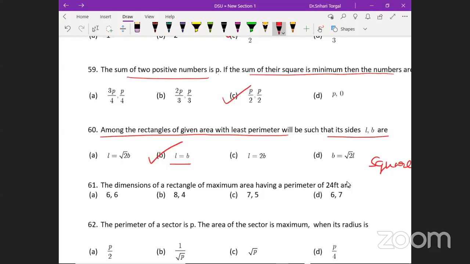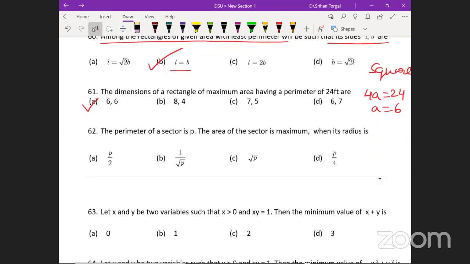Next, the dimensions of the rectangle of maximum area having perimeter 24. Okay, 4a is equal to 24, so a is equal to 6. Now 6 and 6, because it must be a square.